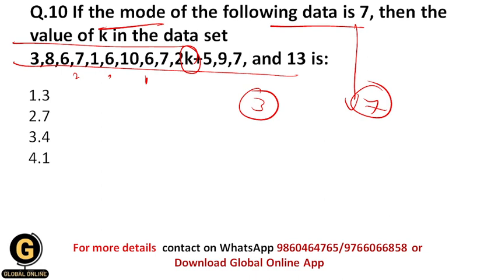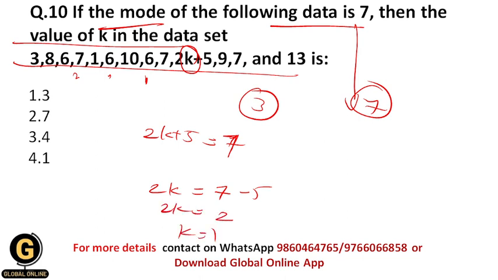That's why it will be the mode of your data set, and that's why 2k plus 5 should be equal to 7, because 7 has already occurred 3 times. So 2k plus 5 should equal 7, so that it will be the mode value. So do this: 2k is equal to 7 minus 5. So 2k is equal to 2, then k is equal to 1. So your correct answer should be 4, that is 1.